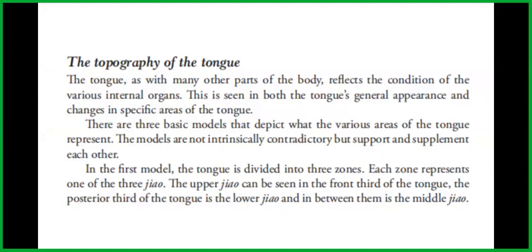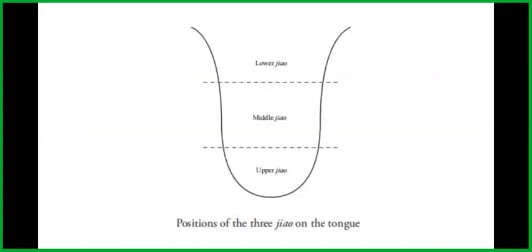In the first model, the tongue is divided into three zones. Each zone represents one of the three jiao. The upper jiao can be seen in the front third of the tongue, the posterior third of the tongue is the lower jiao, and in between them is the middle jiao, as you can see here in this picture.